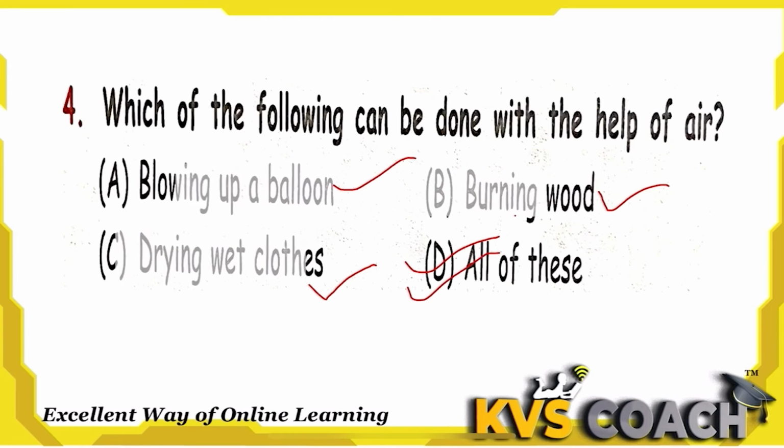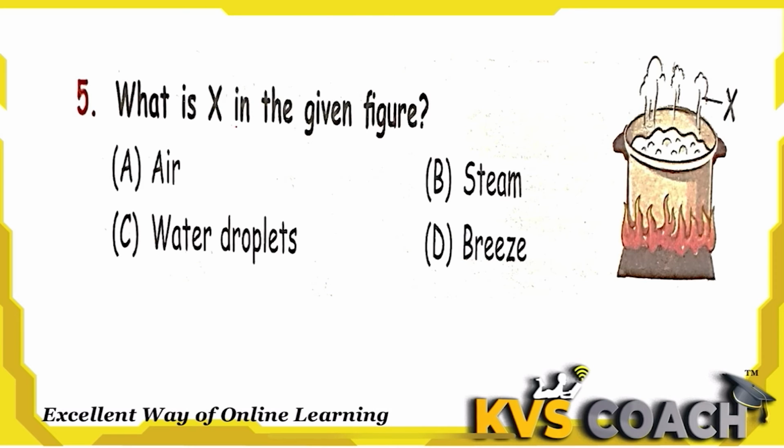Next is: what is X in the given picture? Look at the picture. In this picture there is a fire. On the fire there is a utensil where food is cooking, and from the food something is coming out. This is called steam. Steam is coming out because in this food there are water drops, and these water drops change into steam and go out. So A, air, no. B, steam, yes. C, water droplets, and D, breeze. So steam is the right answer.